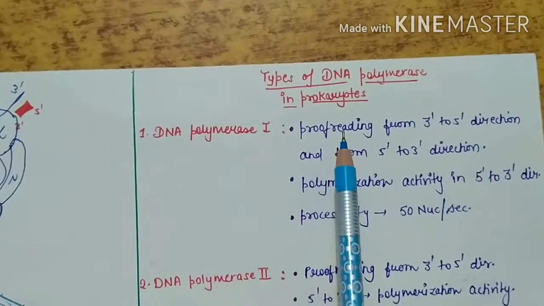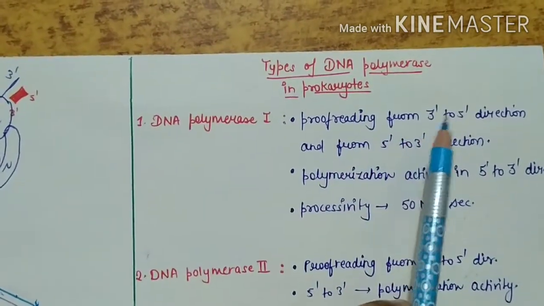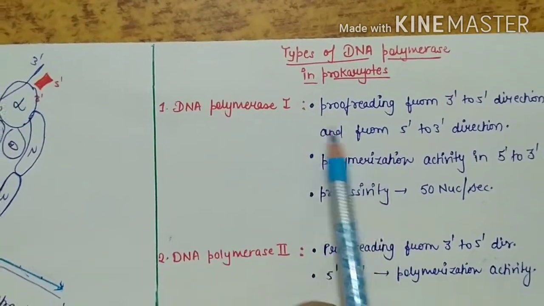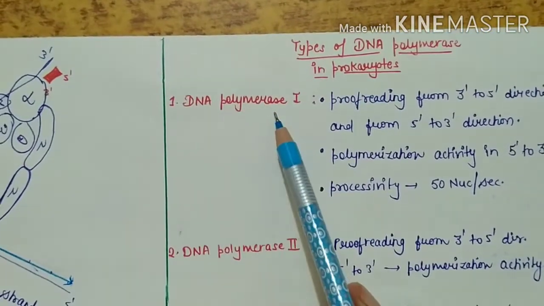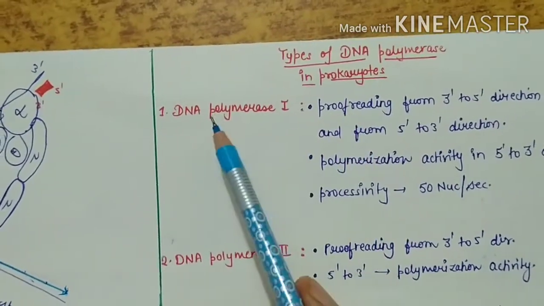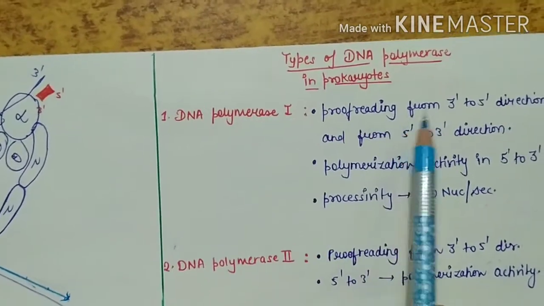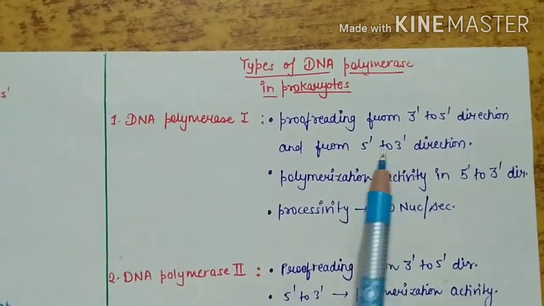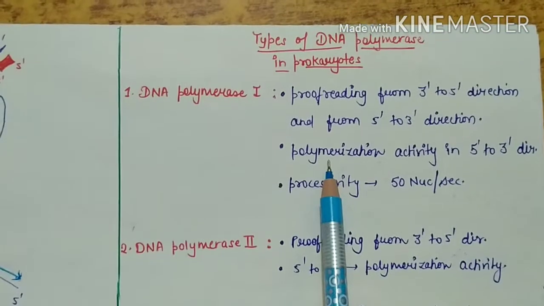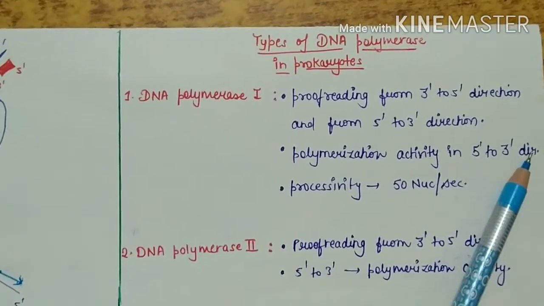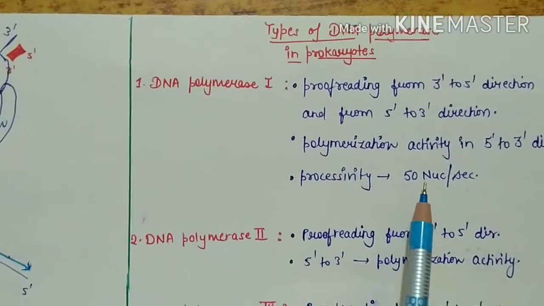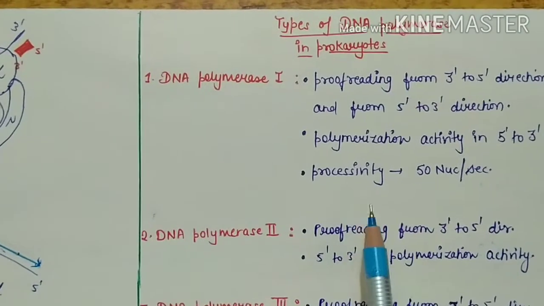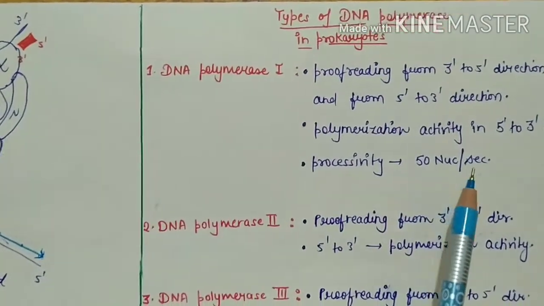DNA polymerase 1 performs the proofreading activity from 3' to 5' direction. What is the meaning of proofreading? Proofreading means the removal of nucleotides. DNA polymerase 1 can perform proofreading in both directions, 3' to 5' and 5' to 3'. It performs the polymerization activity in the 5' to 3' direction, and it has a processivity of 50 nucleotides per second. It means it can attach 50 nucleotides per second.